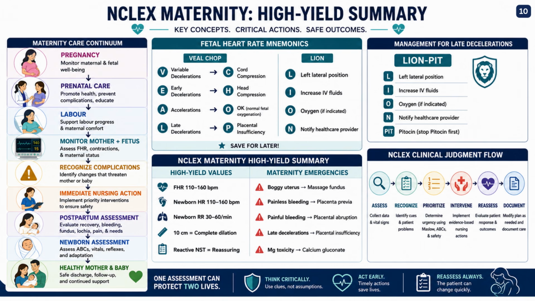For fetal heart rate patterns, remember VL CHOP. Variable decelerations indicate cord compression. Early decelerations result from head compression. Accelerations are okay and reassuring. Late deceleration suggests placental insufficiency and possible fetal hypoxia.